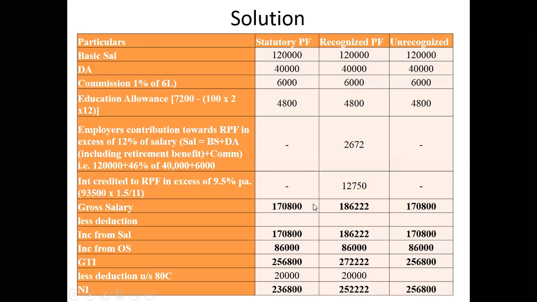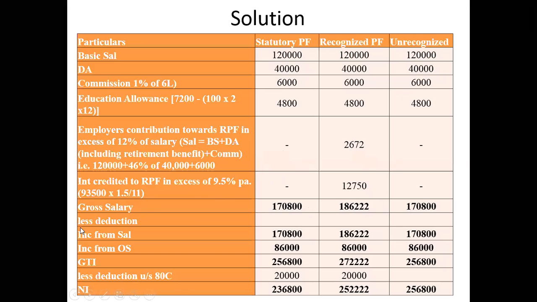So we'll try to take the total of this. When I take a total of all these values, I get gross salary as 1,70,000 under statutory provident fund, 186 and 170 under recognized and unrecognized provident fund.